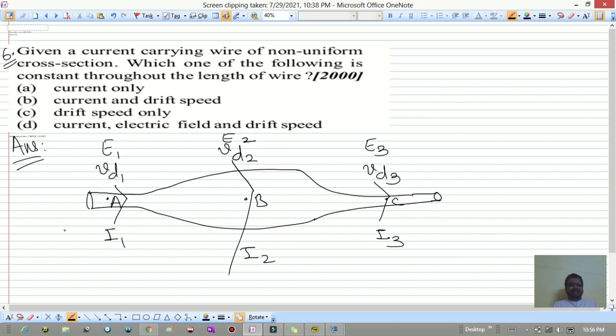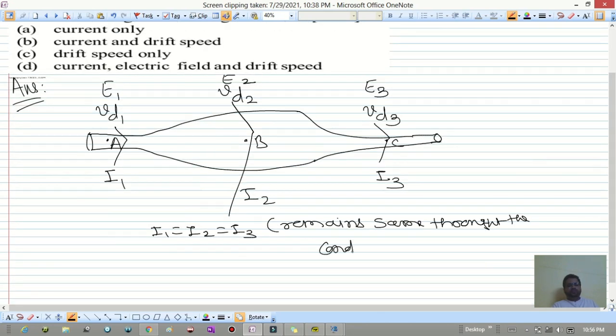So what is the relation now? See here. Now we know that in a series, current will always remain the same. So we can say current I1 is equal to I2 which is equal to I3. This will remain the same throughout the conductor. Okay, throughout the conductor current will remain the same.